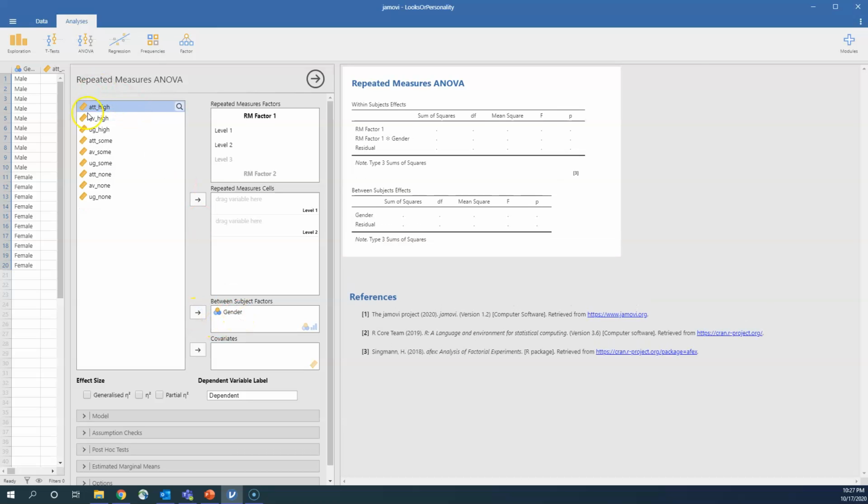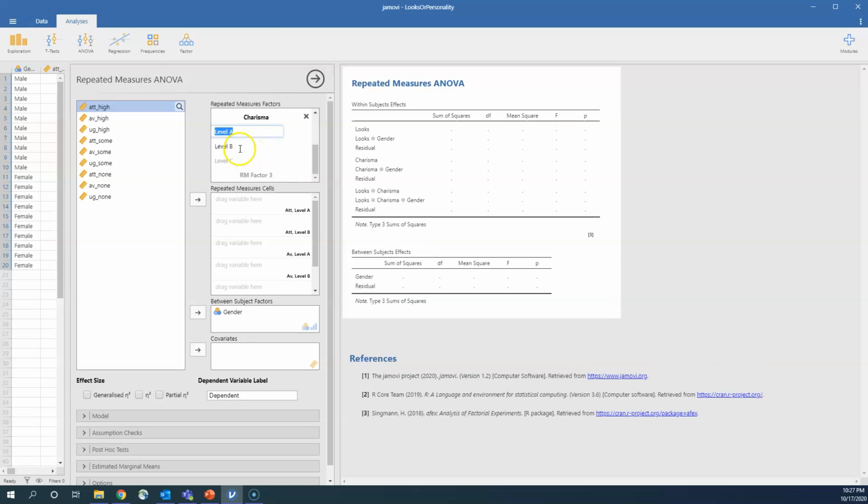Then we have to figure out, what do we do with all of these repeated measures designs? We have 2 factors, remember, looks and personality. And so I can start here with calling the first one looks. And this has, of course, 3 levels. We've got attractive and average and ugly. Then we've also got a second repeated measures factor, which is charisma. And within charisma, we've got 3 levels as well: high, some, and none. So I'm going to label those like that: high, some, and none.